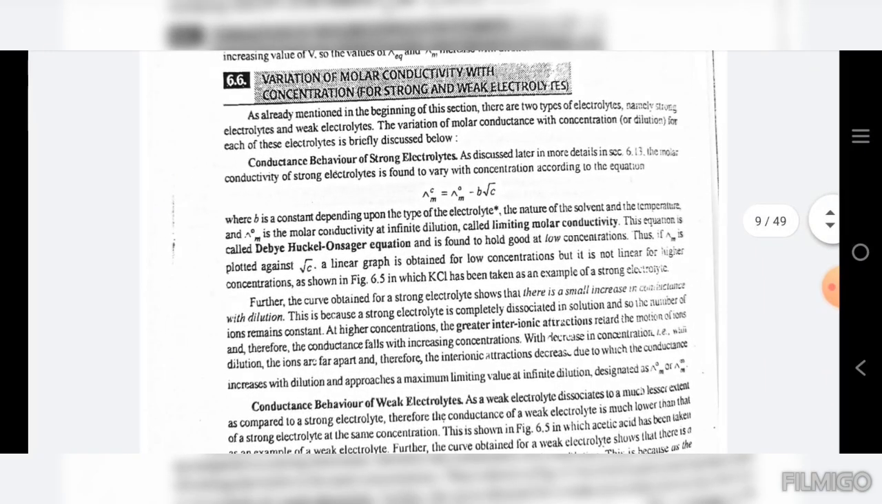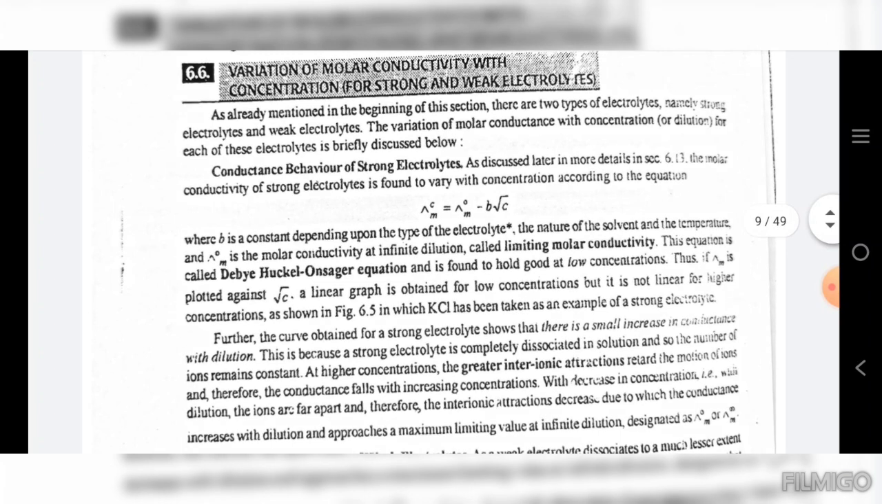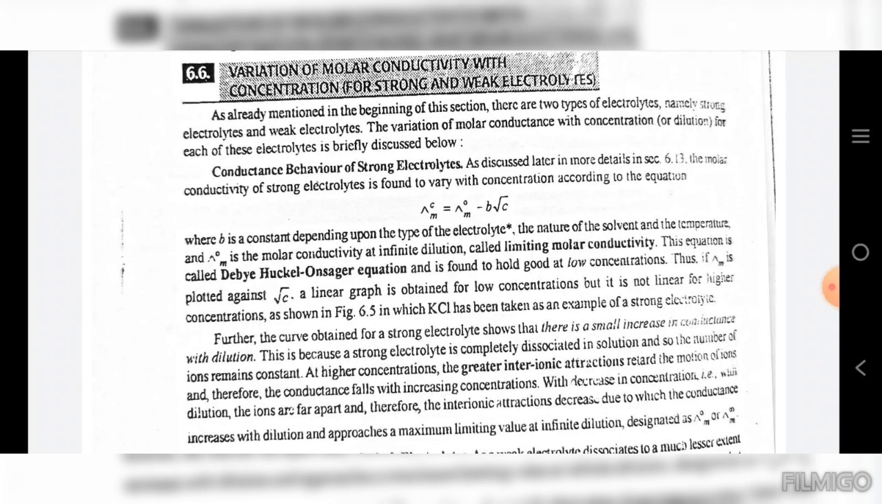6.6 Variation of molar conductivity with concentration for strong and weak electrolytes. As already mentioned in the beginning of this section, there are two types of electrolytes, namely strong electrolytes and weak electrolytes. The variation of the molar conductance with concentration or dilution for each of these electrolytes is briefly discussed below.